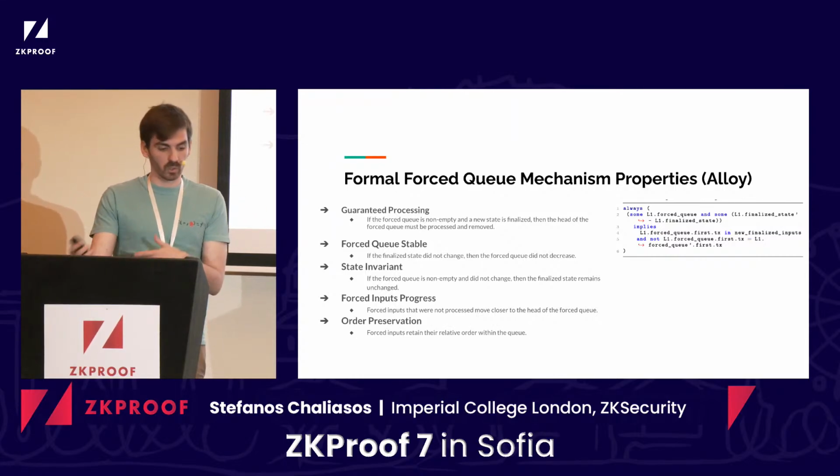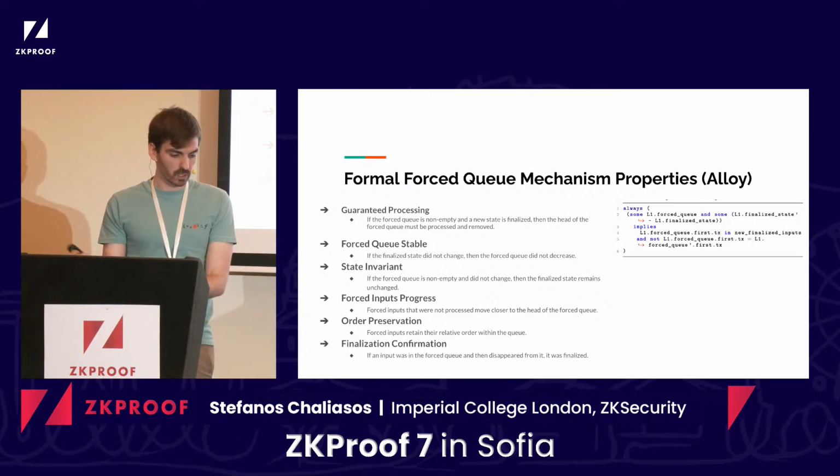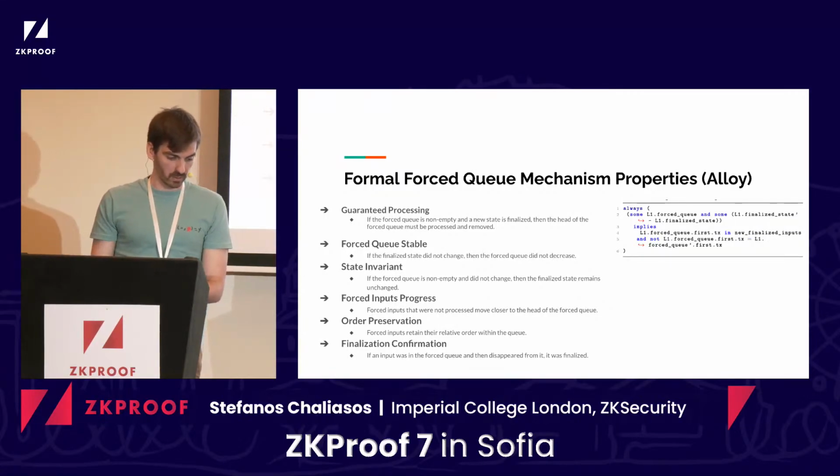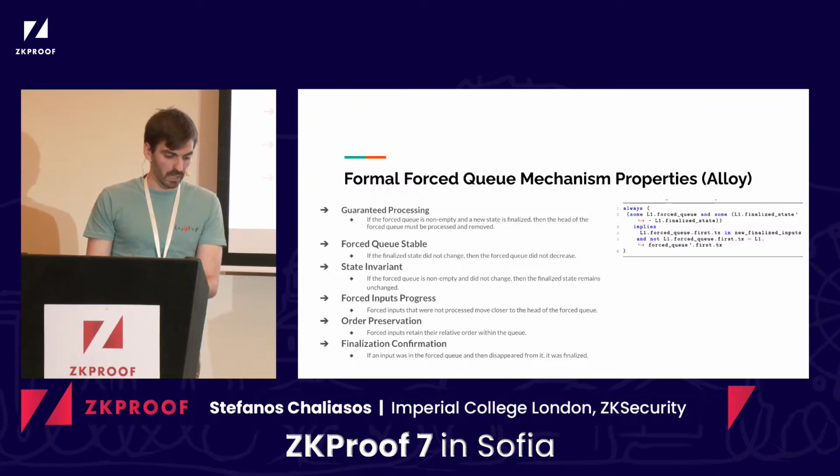And we have order preservation, that we are not able to actually change the order of the inputs in the first queue, and finalization confirmation, that if an input was in the first queue and then disappears from it, it was finalized.